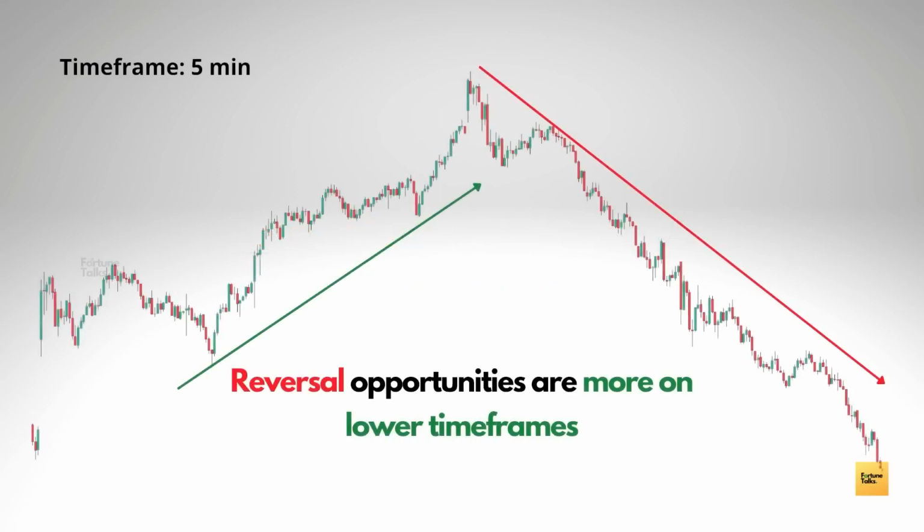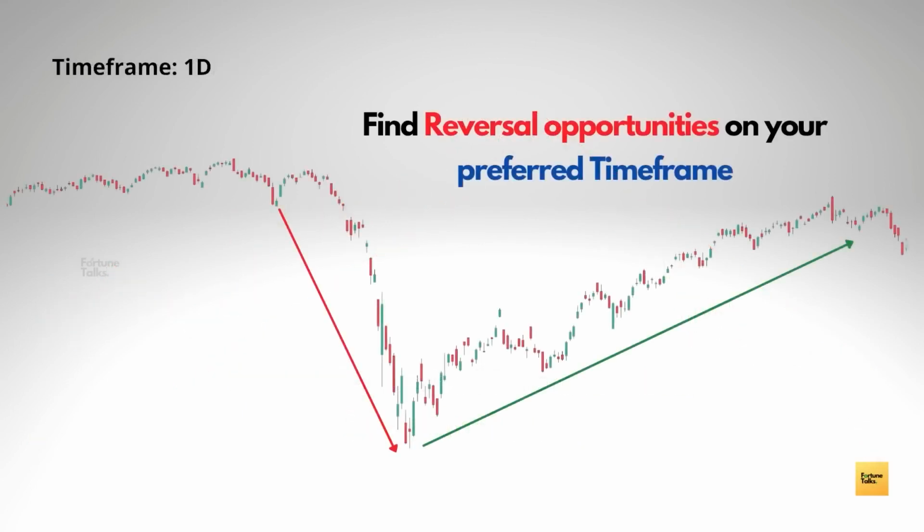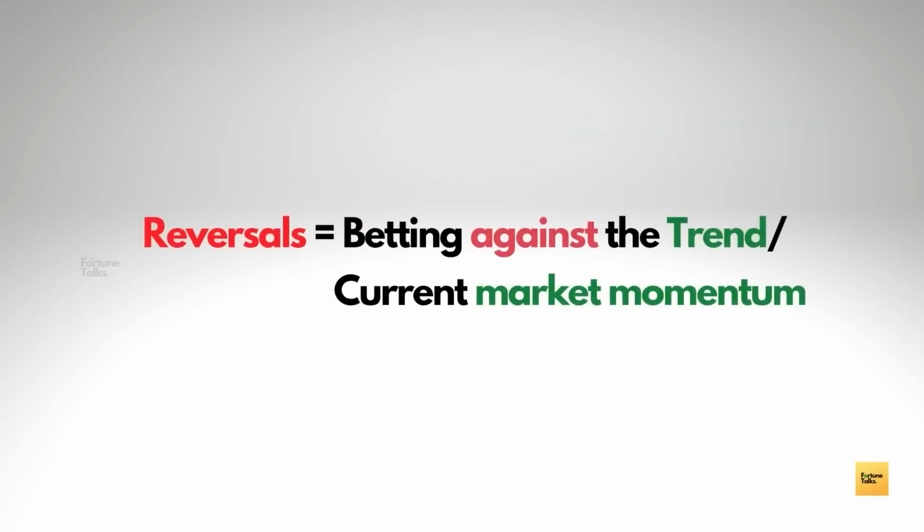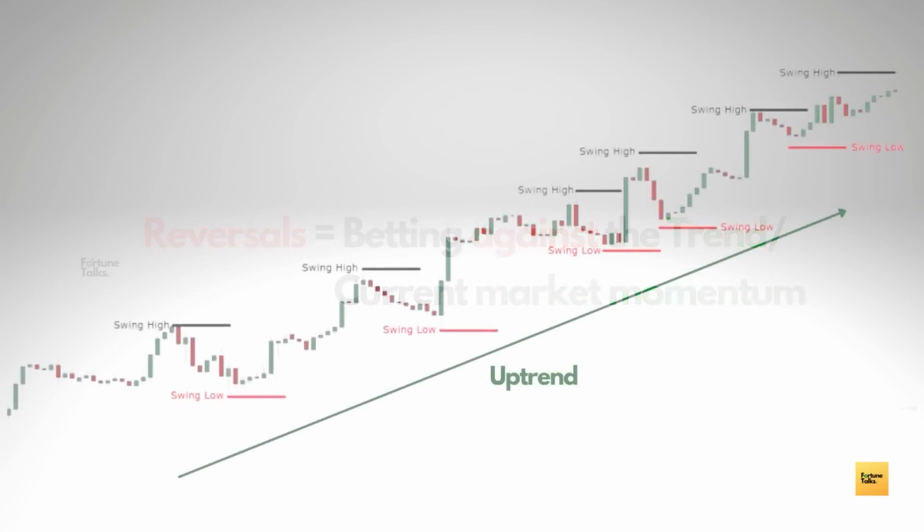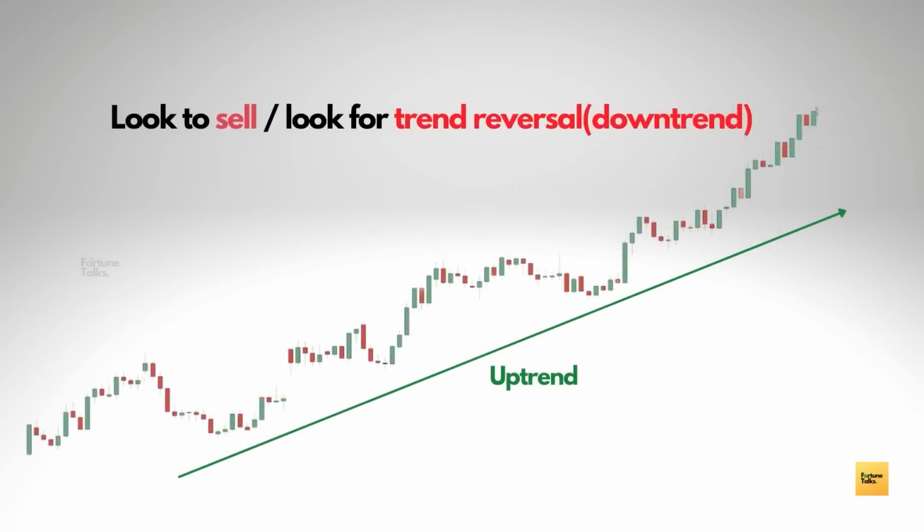So, an intraday reversal on a 5-minute chart doesn't matter much to a long-term investor who's watching for a reversal on the daily or weekly chart. Yet, the 5-minute reversal is very important for an intraday trader. So, as a reversal trader, you are in essence a counter trend trader who is trading against the trend or the current market momentum. For example, let's say the market is in an uptrend, making a series of higher highs and higher lows. As a reversal trader, you look to sell in that uptrend.